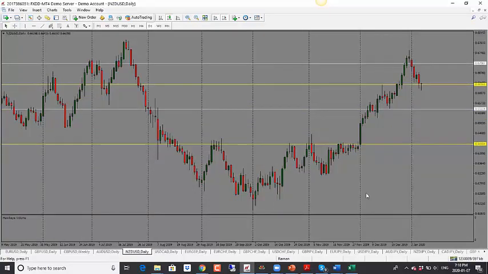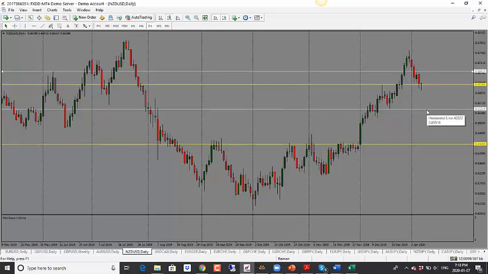New Zealand dollar here, this one as well, price could not go through the high, so we have seen a drop. So now we have a bearish engulfing candle here. Based on that, bias is bearish.